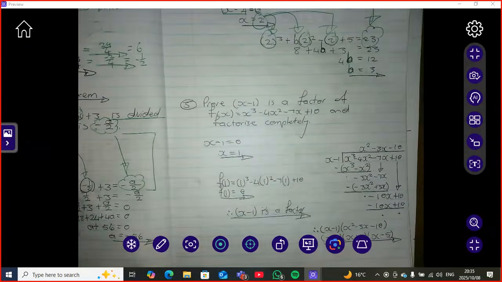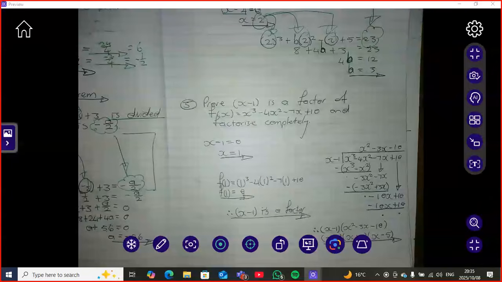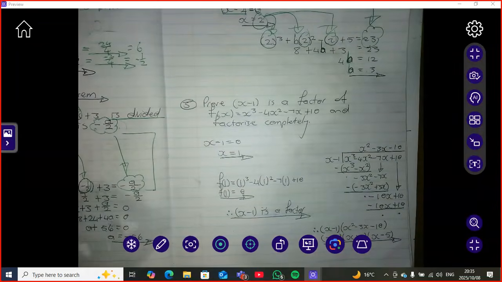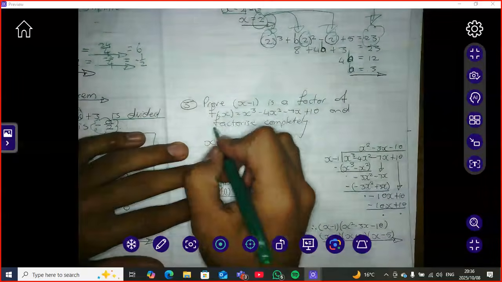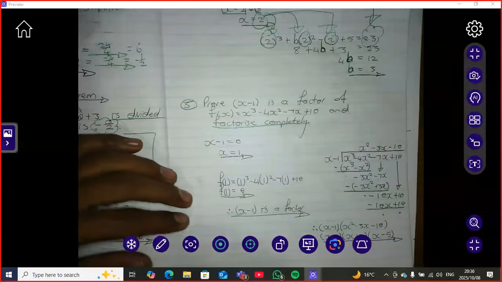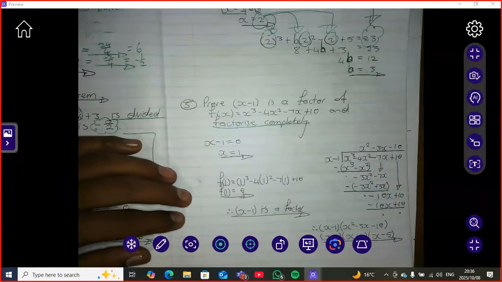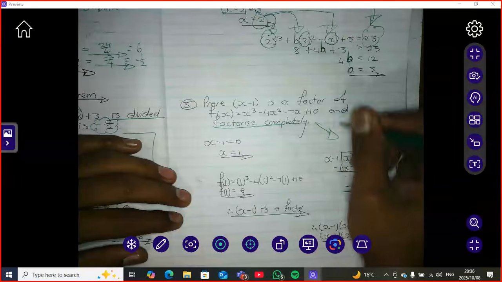Okay, so long division. First, before we get there, we read the question. The question says, prove x minus 1 is a factor of f of x equal to x cubed plus or minus 4x squared minus 7x plus 10 and factorize completely. So this factorize completely is going to tell me what? You must divide.